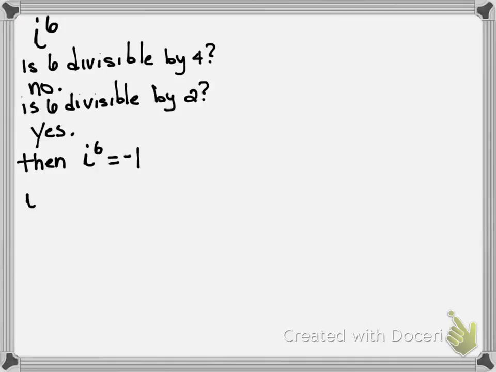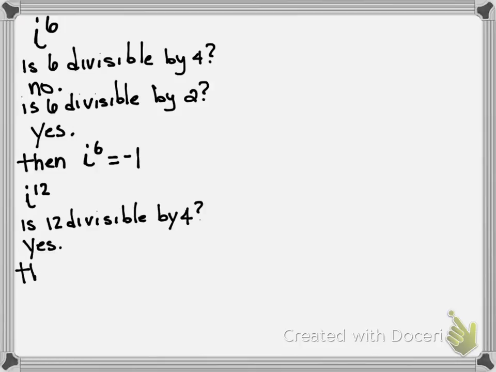Now, let's look at another one. i to the 12. Remember, you always ask yourself the first question. Can I divide it by 4? You always ask yourself, can I divide it by 4 first? If I can divide it by 4, yes, then, of course, it's just positive 1. That's it. Nothing else.